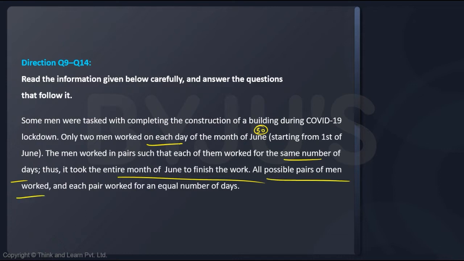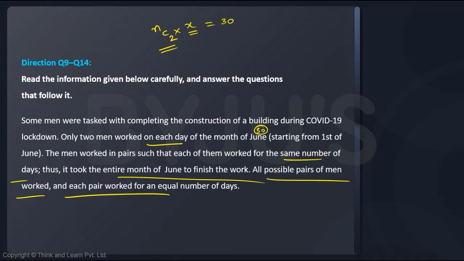All possible pairs of men worked and each pair worked for an equal number of days. First of all, we don't know how many pairs there are, which means we don't know how many men are there. So if there are n men, then NC2 will be the number of pairs, and each pair works for X number of days. So NC2 pairs, each pair working for X days, should add up to 30.